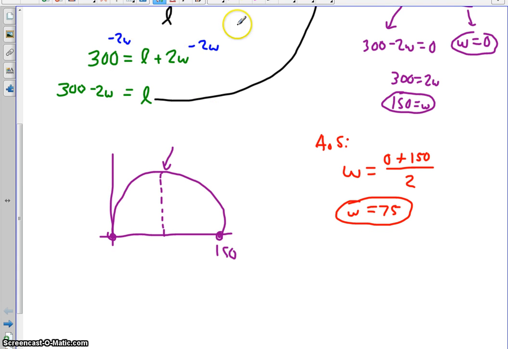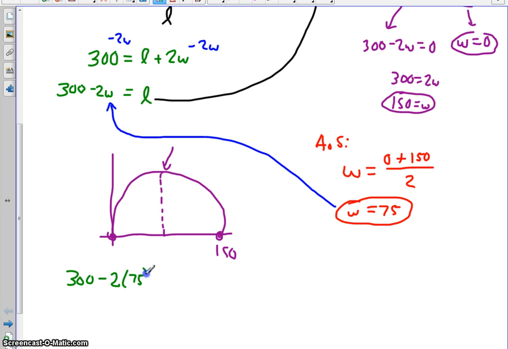So the easiest way to do so is probably just go back and use this original equation I used over here. So 300 minus 2 times 75 will be equal to my length. So that is 300 minus 150, so that means my length will be 150. So the length is 150 and the width is 75. We're going to have our maximum area.